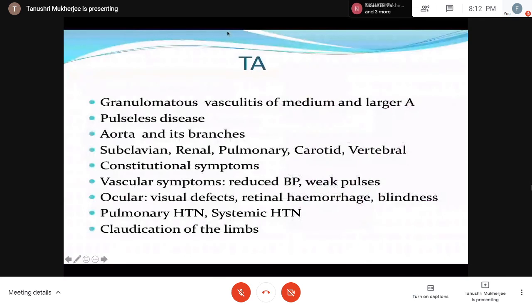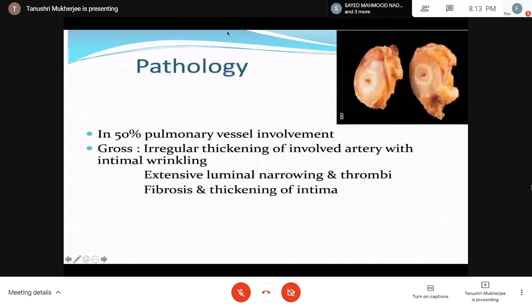The next entity is Takayasu's arteritis. It's a granulomatous vasculitis of medium and larger arteries, also called pulseless disease. The aorta and its branches are involved, and other arteries can also be involved. The vascular symptoms are reduced blood pressure, weak pulses, ocular symptoms like visual defects, retinal hemorrhage, blindness. There can be pulmonary hypertension, systemic hypertension, and claudication of the limb. In 50%, there is pulmonary vessel involvement.